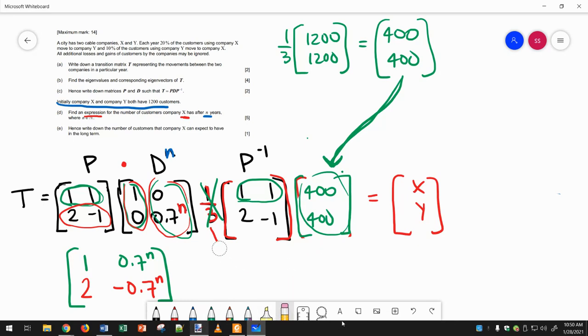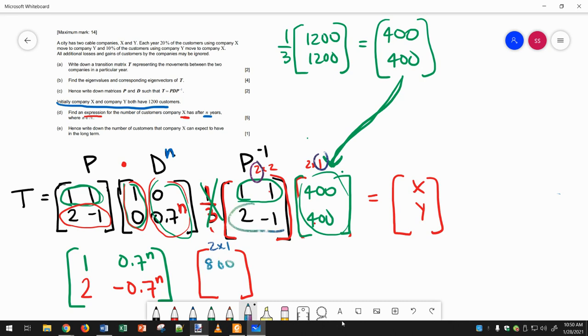So I'm going to do it by hand. 1 times 400 plus 1 times 400. This answer should be just a 2 by 1 matrix because this is 2 by 2 and this is 2 by 1. So the answer is going to be coming from these outside numbers, 2 by 1. So 1 times 400 plus 1 times 400 is 800.